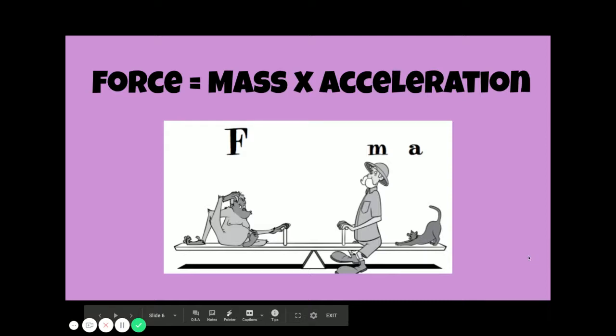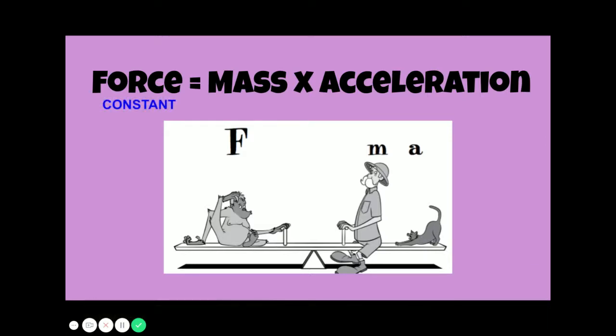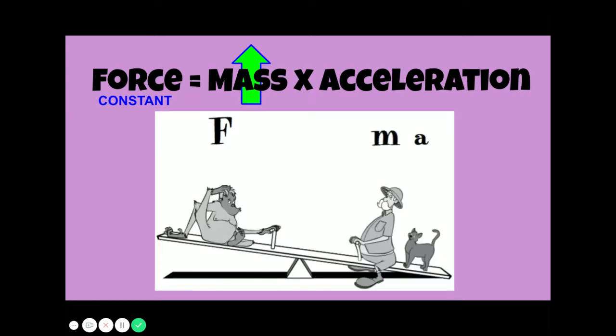Okay, another example. For this one, let's keep the force constant. So the orangutan is not going to change, but what happens if our mass goes up? So our guy gets bigger. Well, boom, now our teeter-totter or seesaw is out of balance in the other direction.